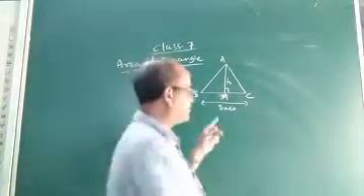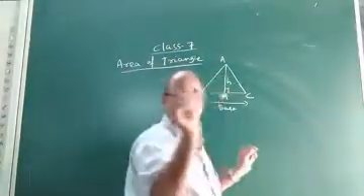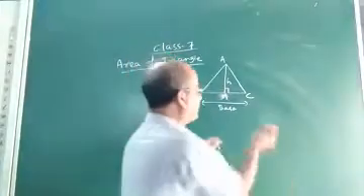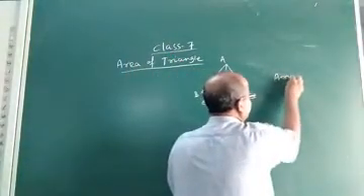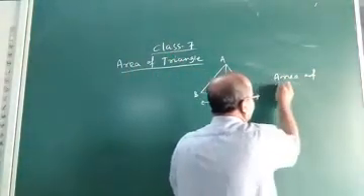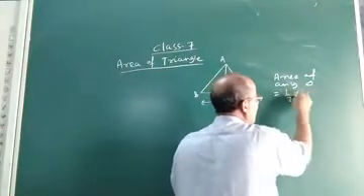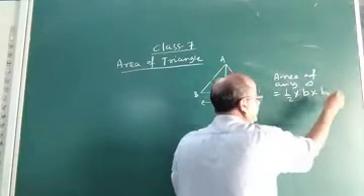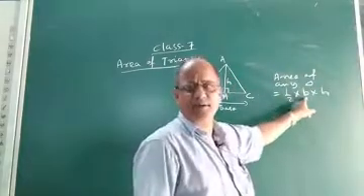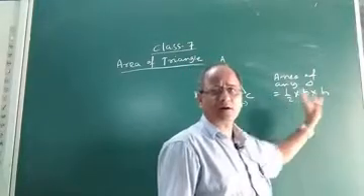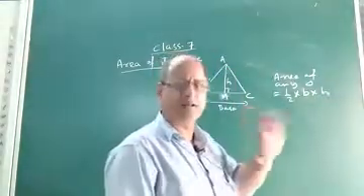Actually, I am telling the formula. The proof I will just tell in short; its detailed proof will be discussed in class 9. The area of any triangle can be calculated by the formula half into base into height. If B stands for base and H stands for height or altitude, then half into the product of base and height will give you the area of any triangle.